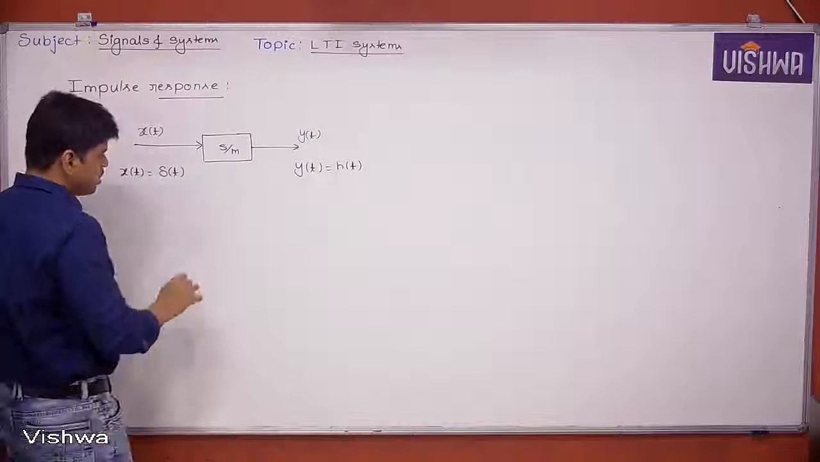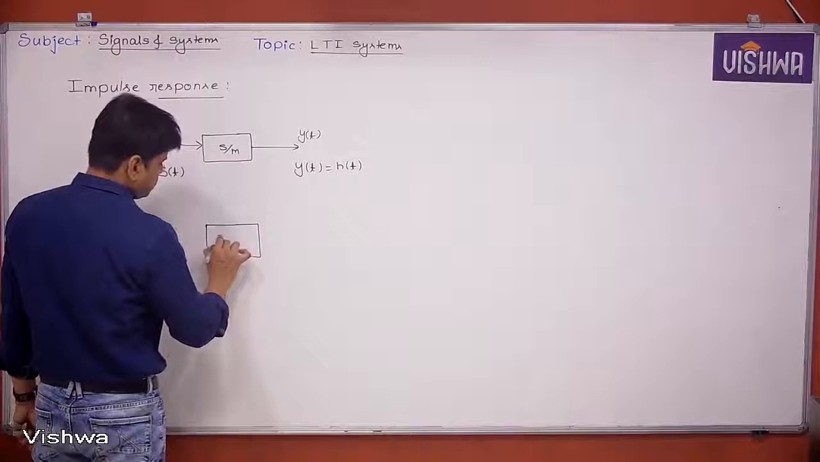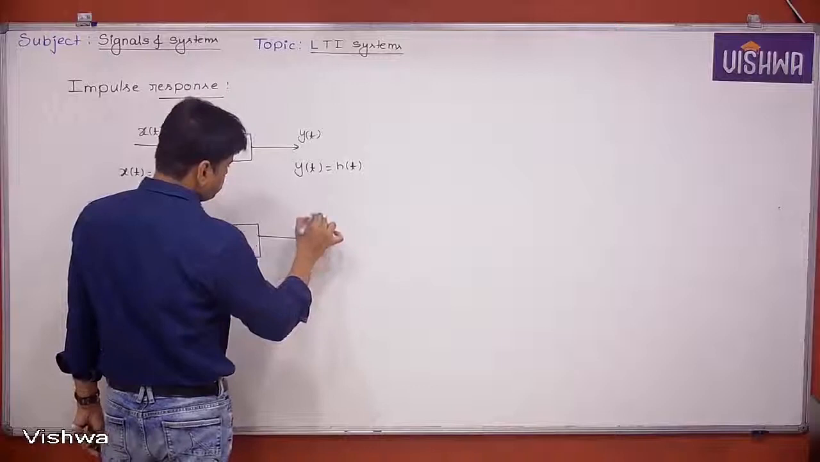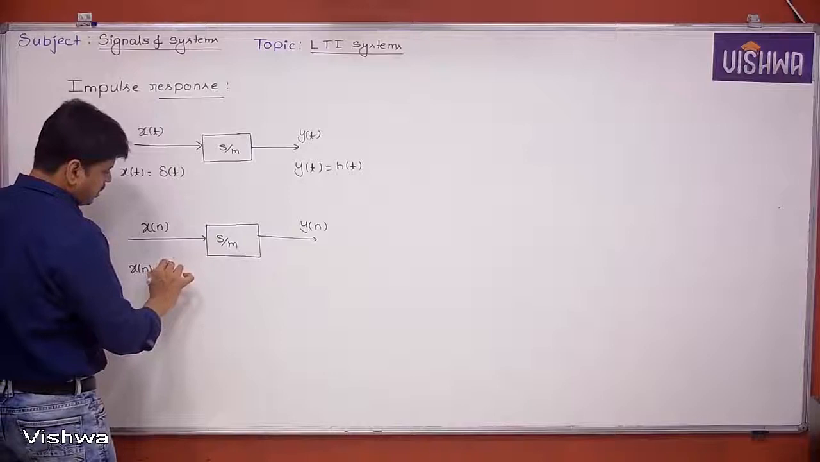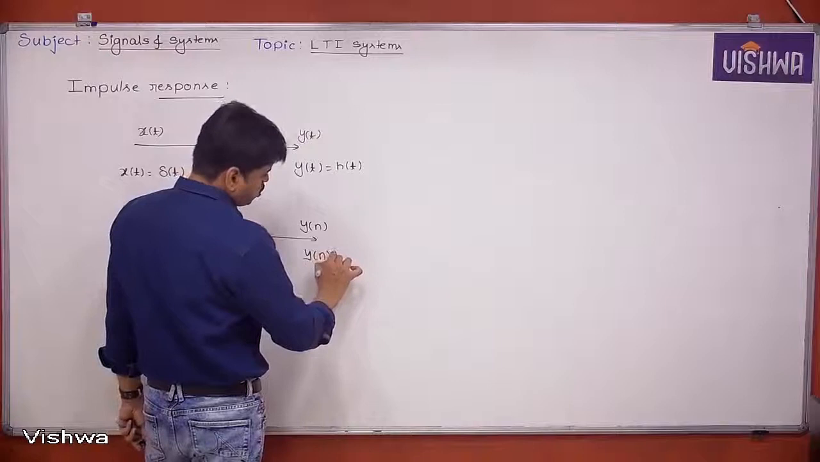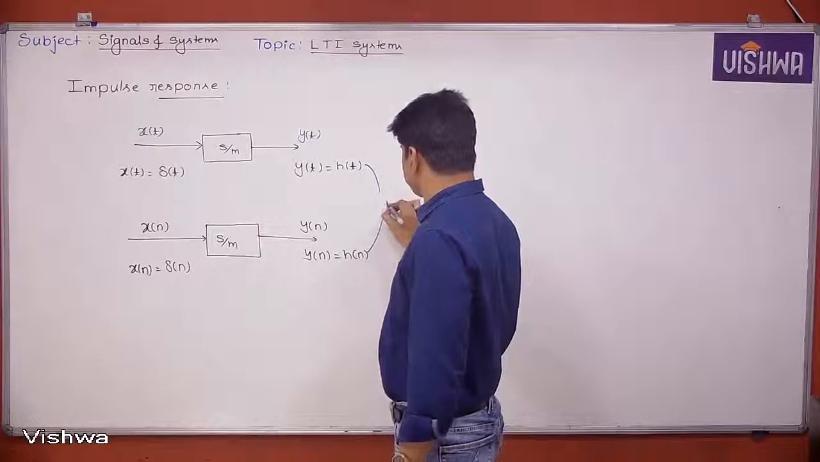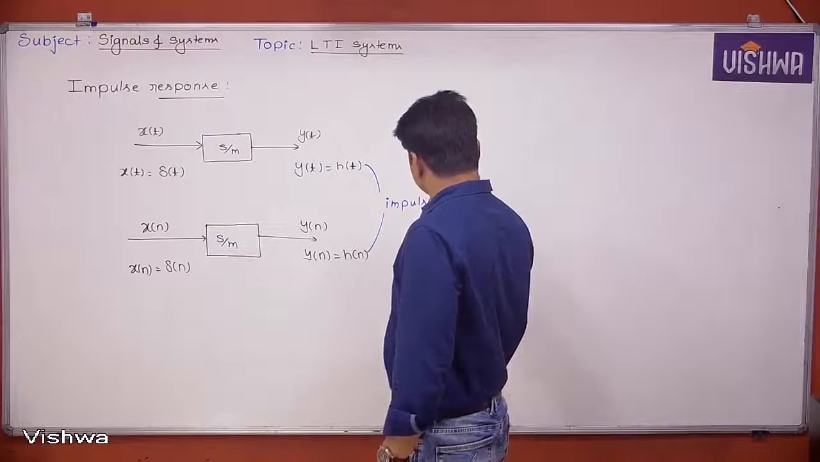In the similar manner, if I take a discrete time system, let's assume x of n is the input and y of n is the output. If I take x of n equal to delta of n, then the output y of n is called h of n. So remember, h of t in the continuous time case or h of n in the discrete time case is called the impulse response.